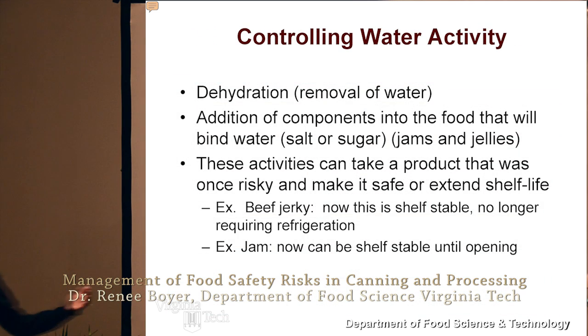So how do we control water activity? We dehydrate foods to take water out, which prevents growth of microorganisms. We also bind the water with the addition of salt or sugar. Think back to salt-cured hams: you cover the outside of the ham with salt and then you cure it. That's all done from a microbiological standpoint to prevent bacterial growth. These activities can take a product that was once risky and make it not risky at all, if you add salt, sugar, or you dry it.